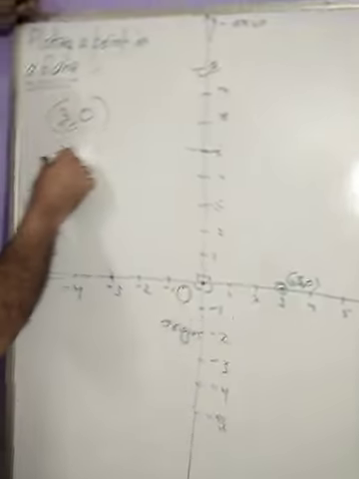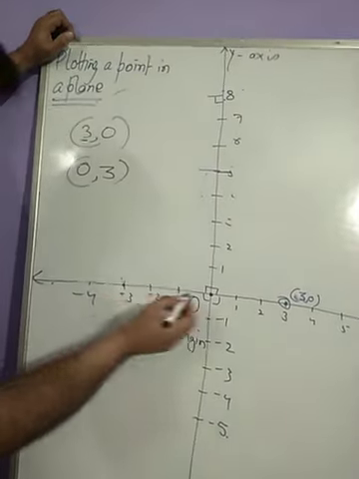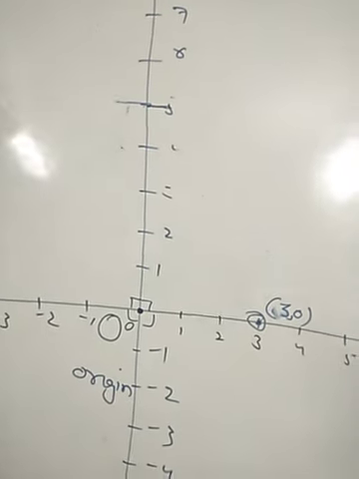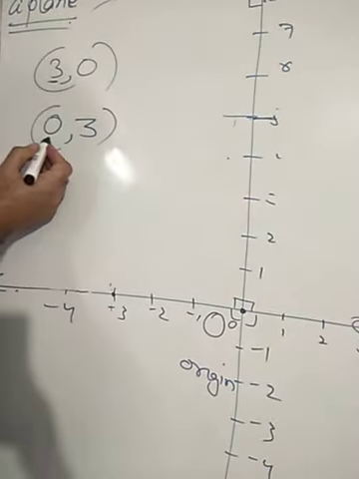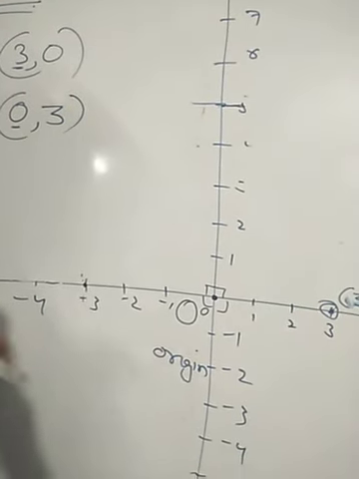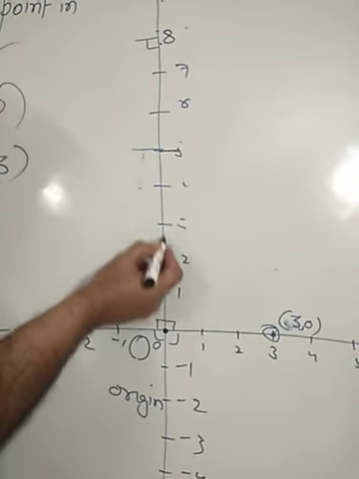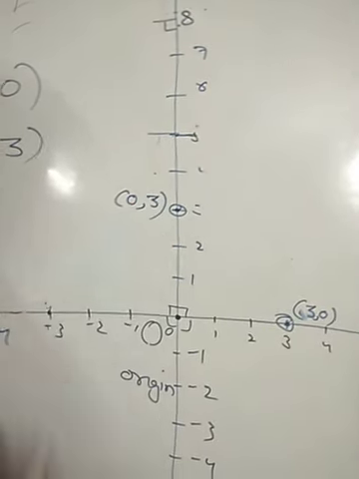Suppose I'm asked to plot 0 comma 3. Where is x 0? At the origin, both x and y are 0. Remember this about the origin. So keep your pencil at x. What is x? 0. Place the pencil at 0. From here, above or below, y is positive. Go 3 units above. So this is the point 0 comma 3.